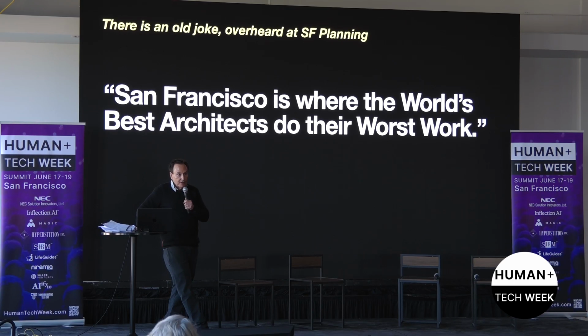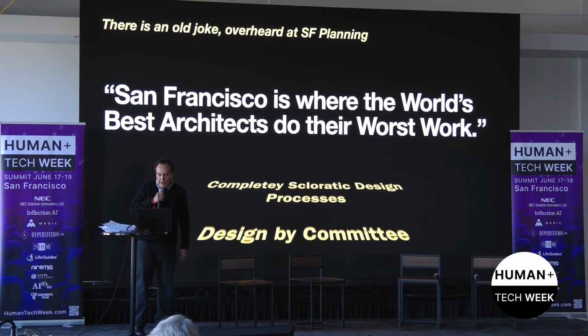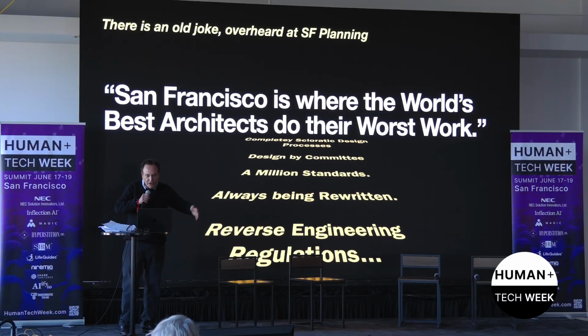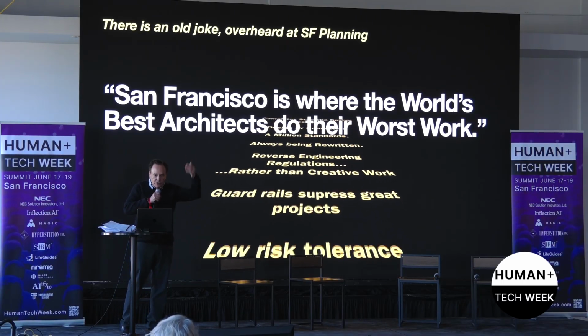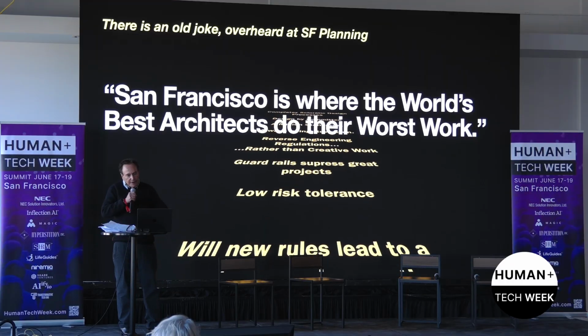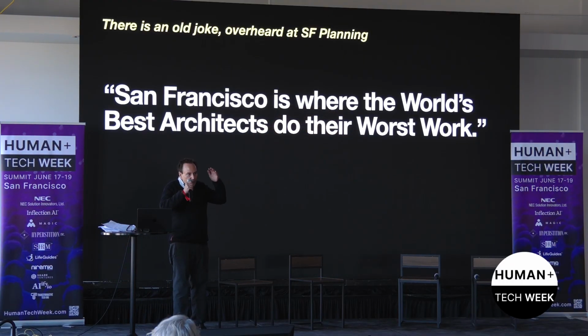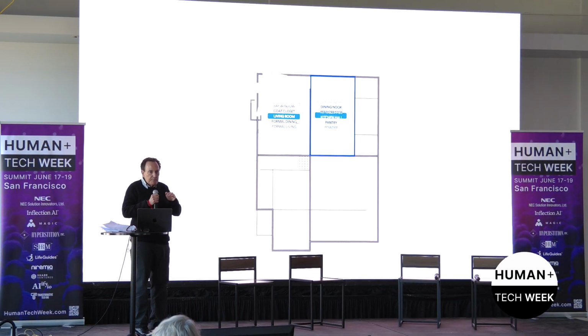And I'm like, really? Why? And she started telling me. She said, well, we have sclerotic design processes. You have to design by committee. There's millions of standards. They're always changing. So architects just reverse re-engineer the regulations. It's not creative work. The guardrails stop everything. There's low risk tolerance. Is there any hope that if we relax the rules or change them, we'll get better architecture? And that is from the Planning Commission. Okay, that could lead to some completely new ideas.